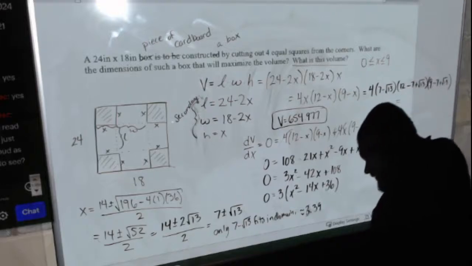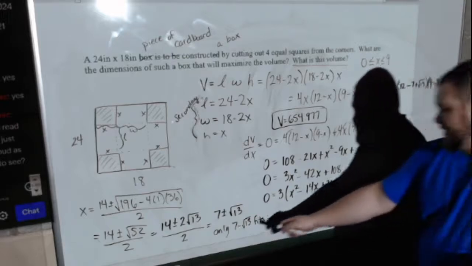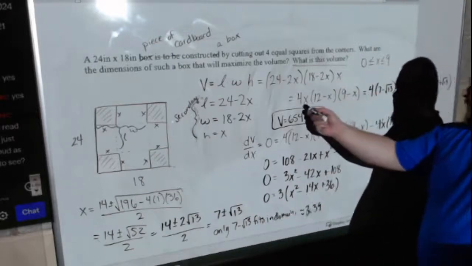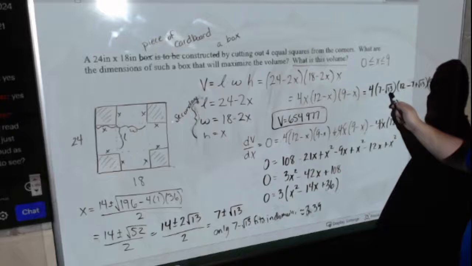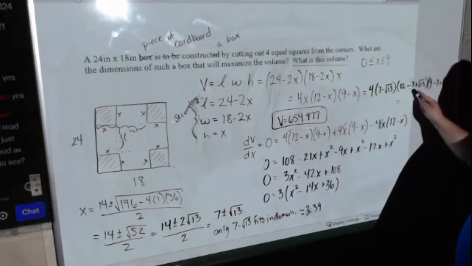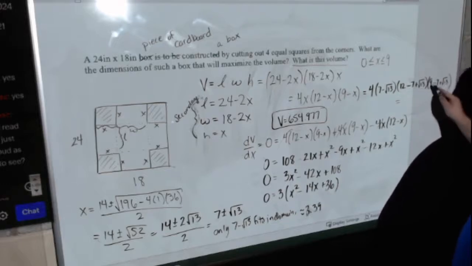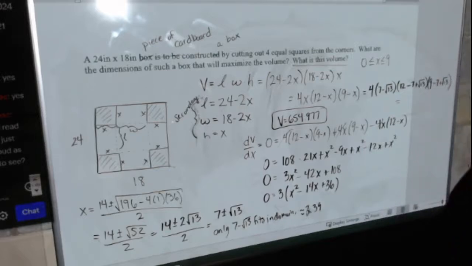So it says it's a little hard to read. I'm assuming you're talking about this guy over here. So I just plugged in 7 minus root 13 into this equation everywhere I saw an x. So this is 4 times 7 minus root 13, 12 minus that, which gives you 12 minus 7 plus root 13, and then 9 minus 7 plus root 13. So I need to try and revamp this problem with hopes that it would come out with nice numbers.